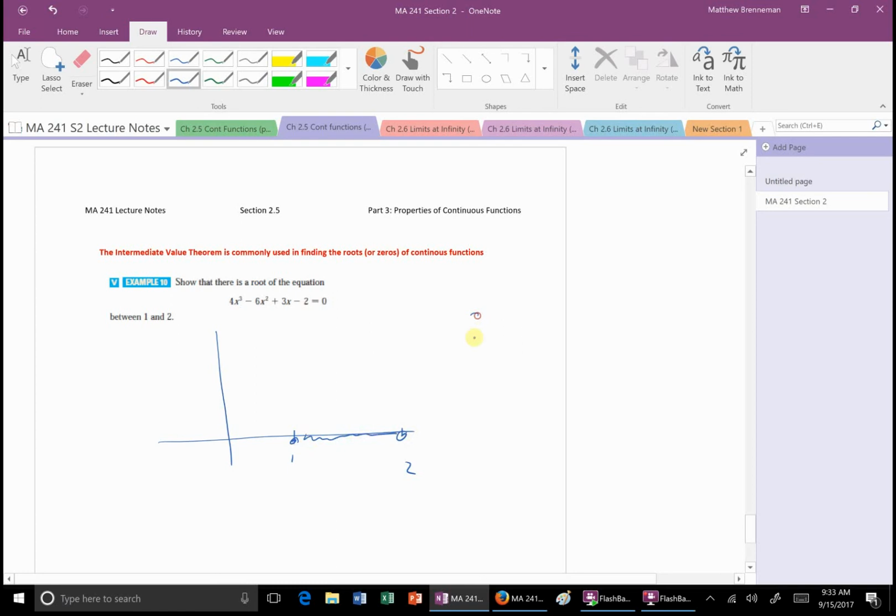I'm going to evaluate f of 1. Let's see. So that's going to be 4 minus 6 plus 3 minus 2. So that's going to be what? Minus 2 plus 1 is minus 1. Function going down here. And now I'm going to look at f of 2. And so I'm going to have 4 times 8 minus 6 times 4 plus 3 times 2 minus 2.